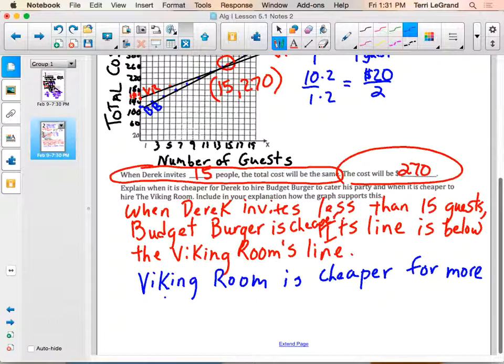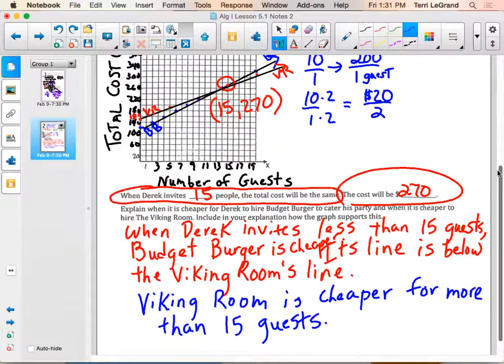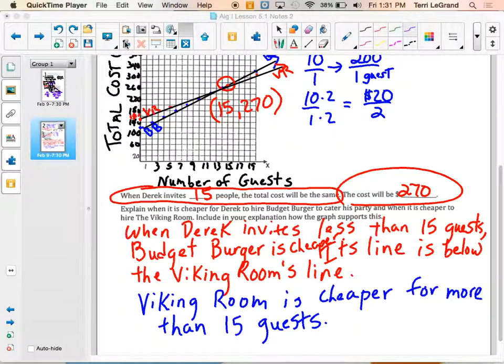Uh-oh, running out of room. Yeah, we won't talk anything about the line for this one. We know that we had to look for where the line was. Are we gonna have to write this much in our homework? You might. Oh no. So the Viking Room line gets lower past 15 guests, so then that means it is cheaper for them. So if he's going to invite 15 people, it doesn't matter which place he goes with. But if he wants to have a whole lot of people at the Super Bowl party, he should go with which one? The Viking Room. Okay. Personally, if he invited 15 people, I'd go with Budget Burger. Oh, you mean if?